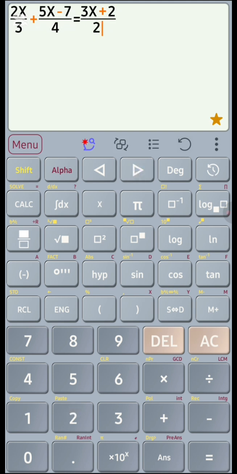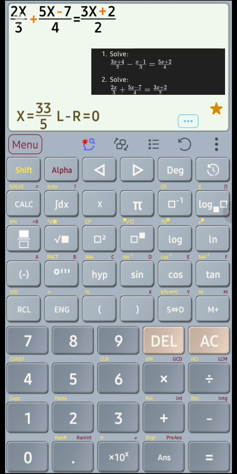So remember the steps again. So shift calc, so it will say solving for x, so you press equal to for the final answer, and then we have x is equal to 33 on 5.